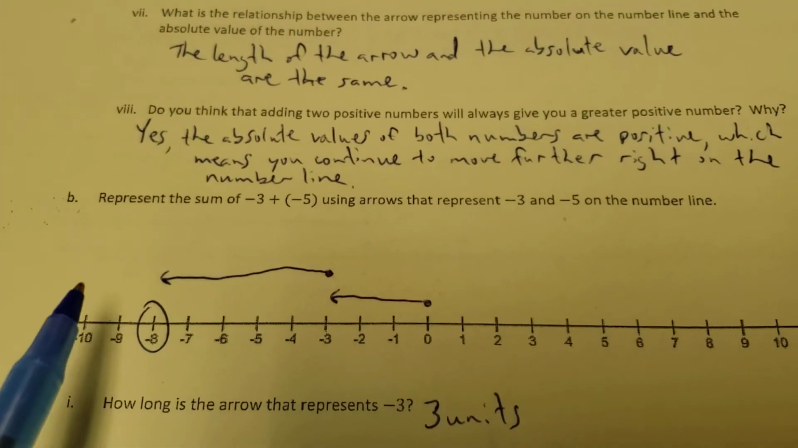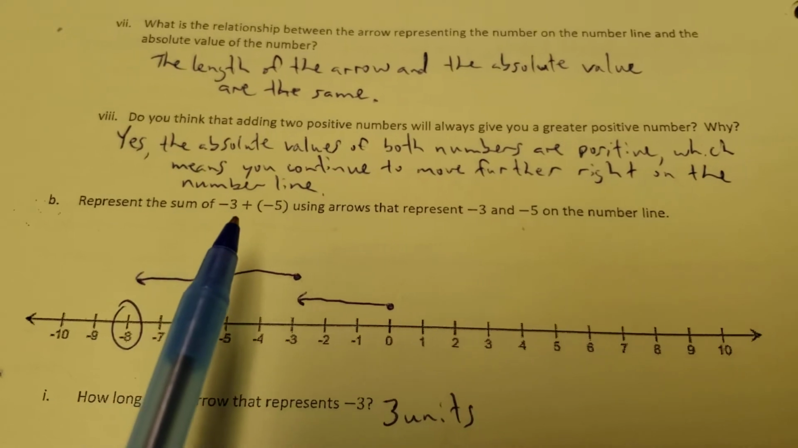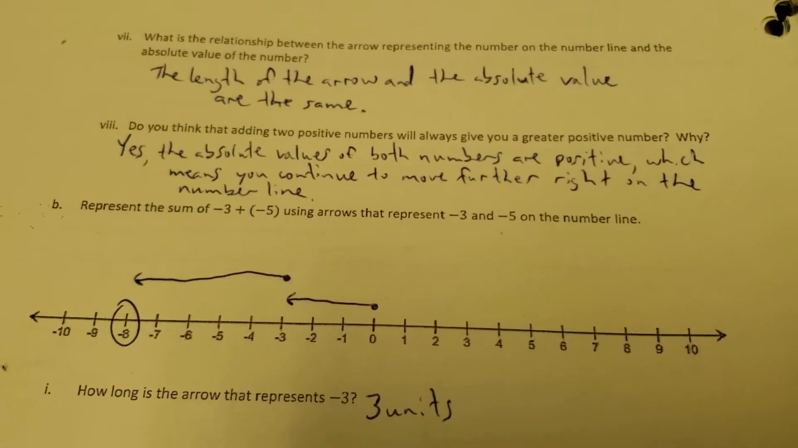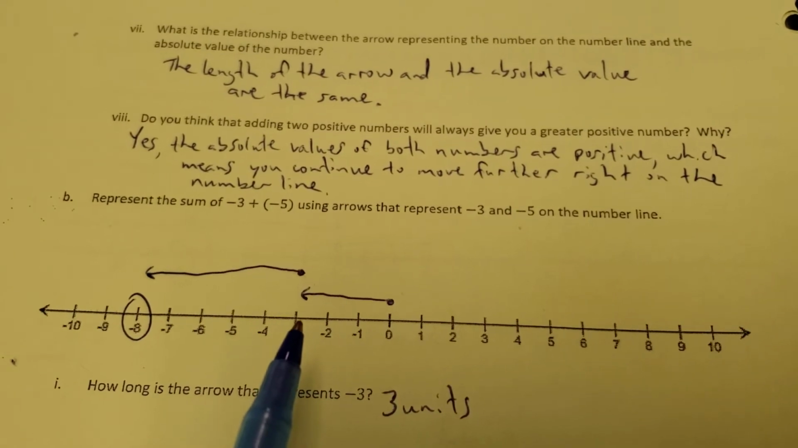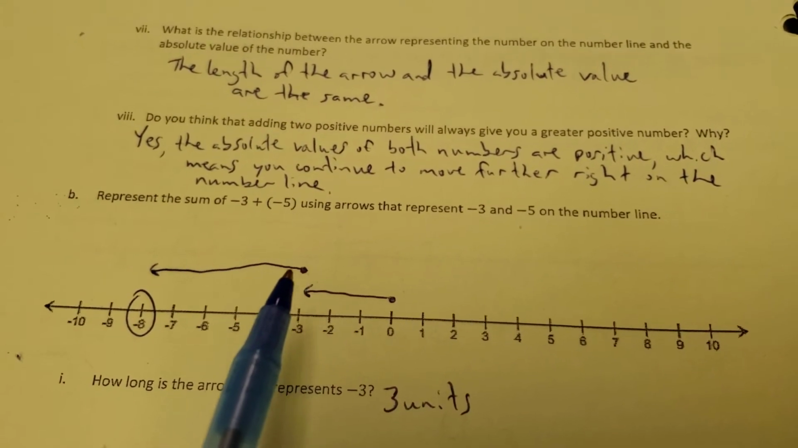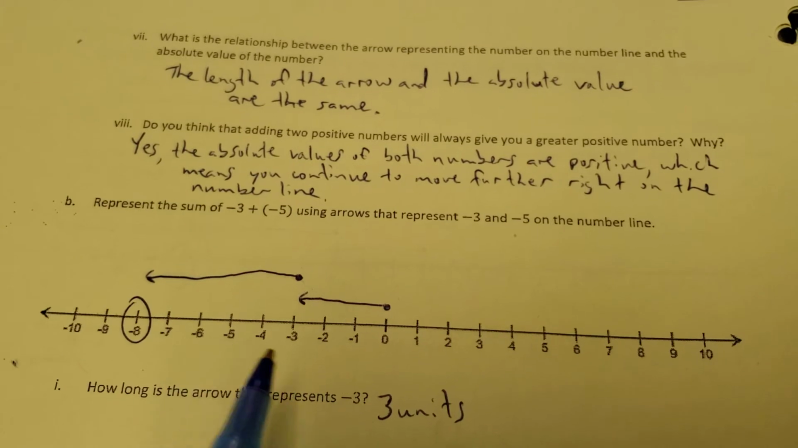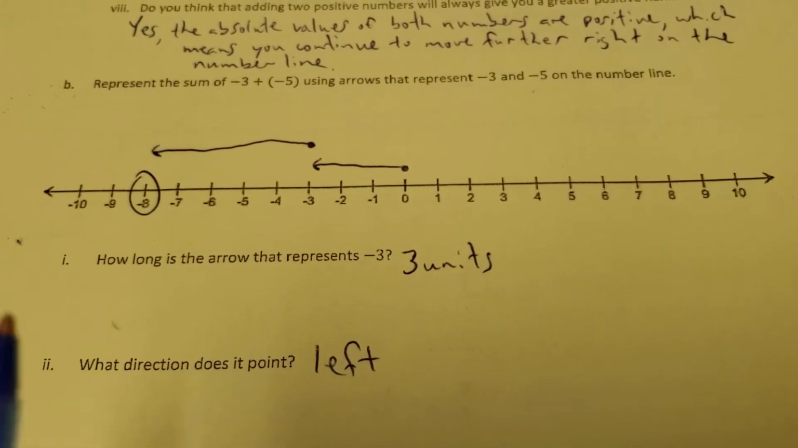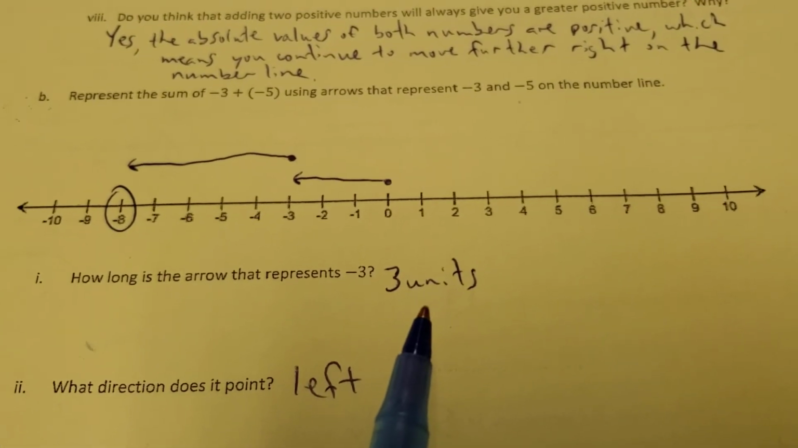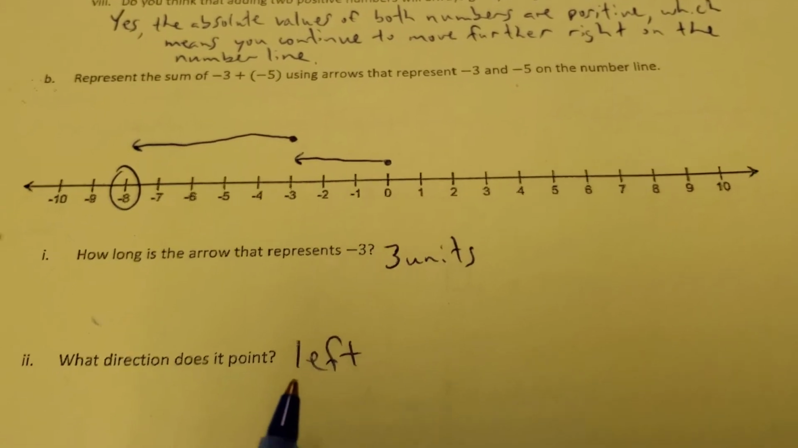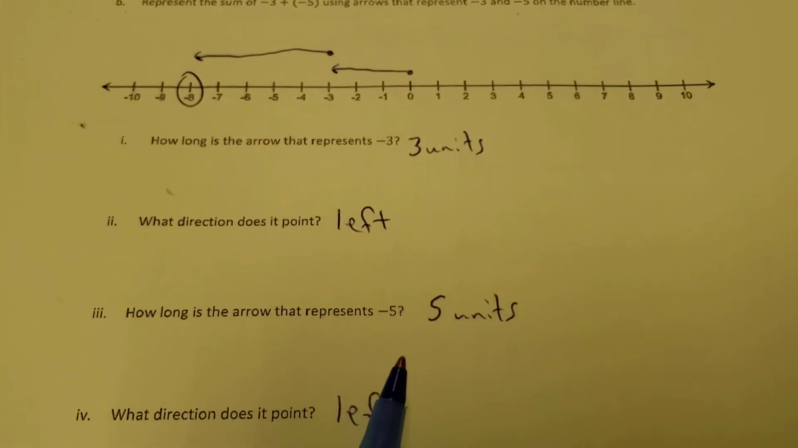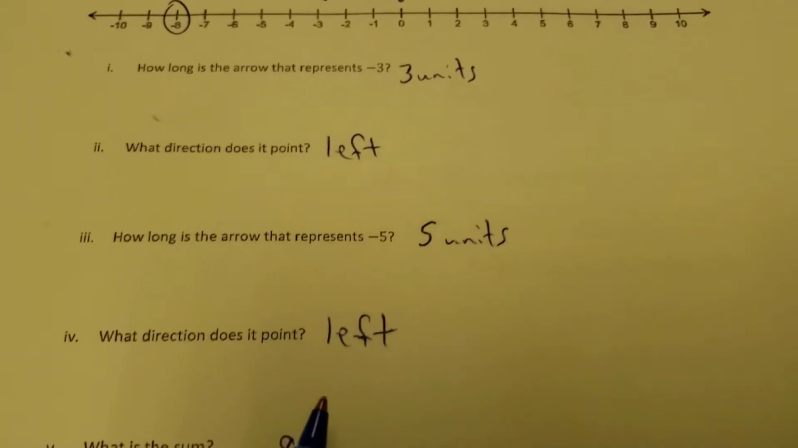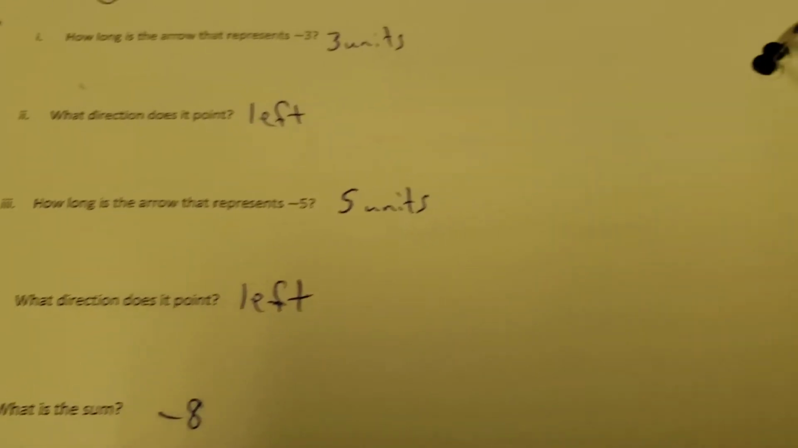All right, next up, represent the sum of -3 and -5. You can use arrows that represent -3 and -5. So start at 0, and you move left 3 places, go up just a tiny bit, start a new arrow, move left 5 spaces, now you're at -8. 3 units long for the arrow that represents -3, and you've moved to the left. 5 units long for the arrow that represents -5, and it's to the left, and your sum is -8.